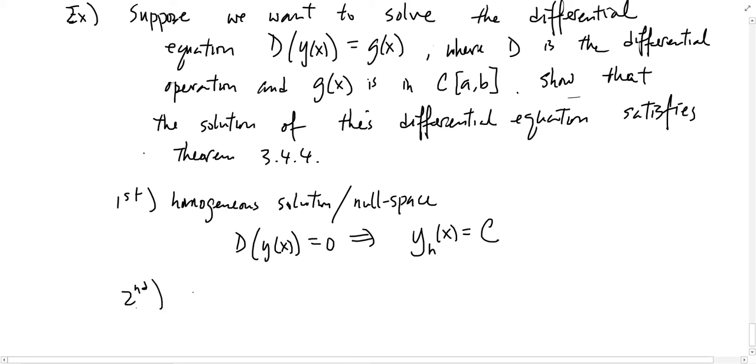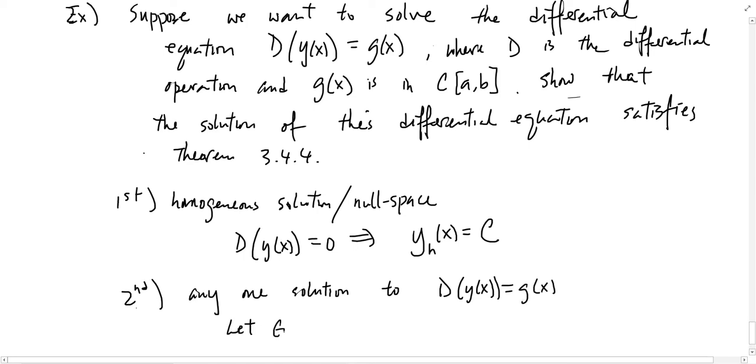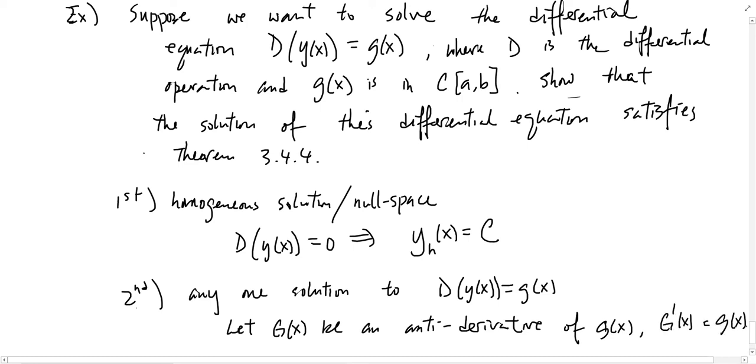Two, let's say we're looking for any one solution, sometimes referred to as a particular solution, to the equation D of y of x equals lowercase g of x. So in this case, I'm going to just let capital G of x be an antiderivative of g. Basically meaning that if I take capital G of x and take the derivative of that, I get lowercase g.